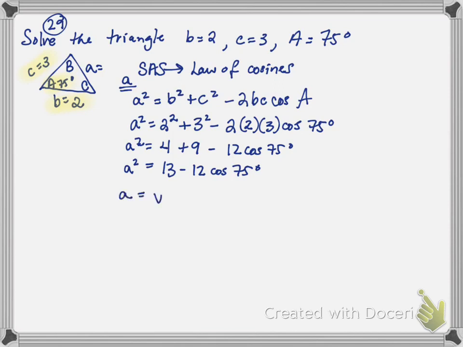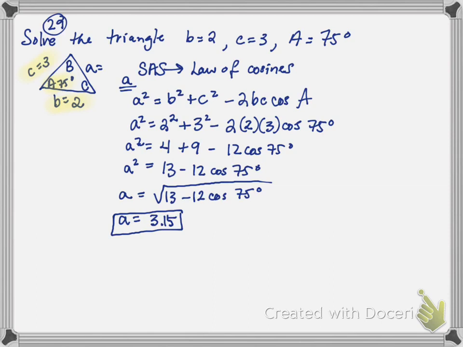Getting A by itself, I have to take the square root of both sides. Now when you take the square root of both sides, I get side A by itself, but I should get plus or minus the square root of 13 minus 12 cosine of 75 degrees. The reason why I didn't put the negative value down is because we were talking about the length of a side. So I only want the positive answer. So when I do this in my calculator, I get side A is equal to 3.15. And the reason why I rounded to the hundredths place is because the answer key matches this. Okay, so that is side A.